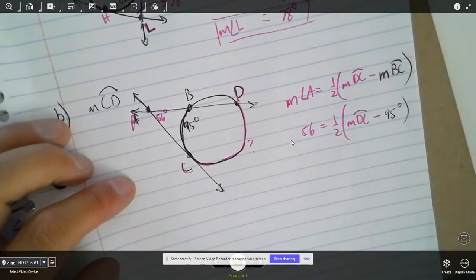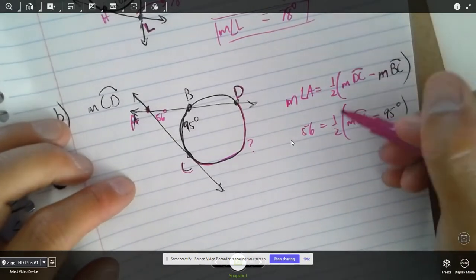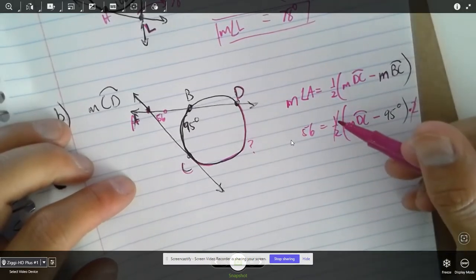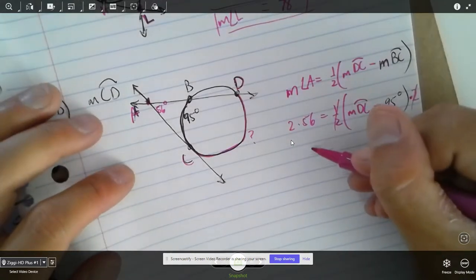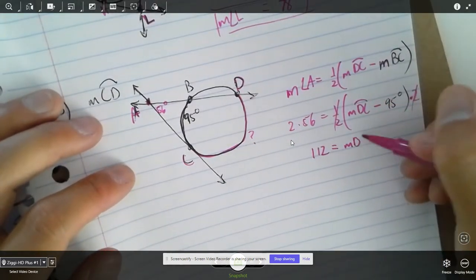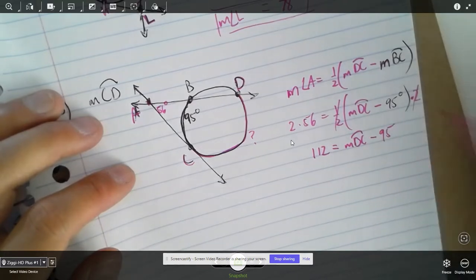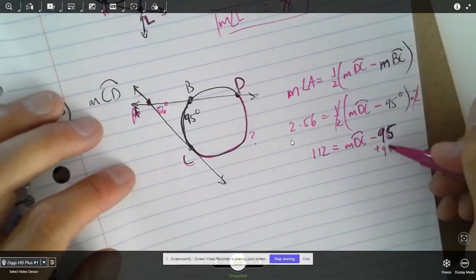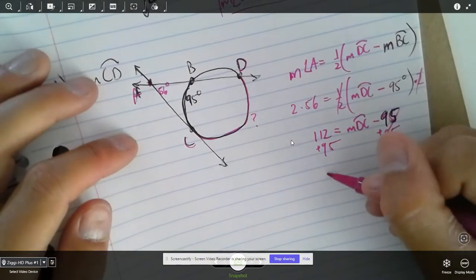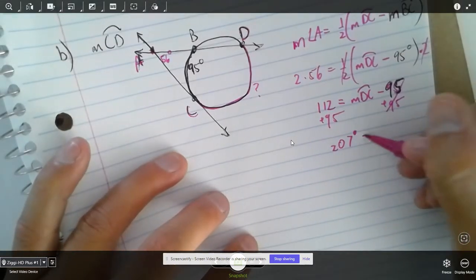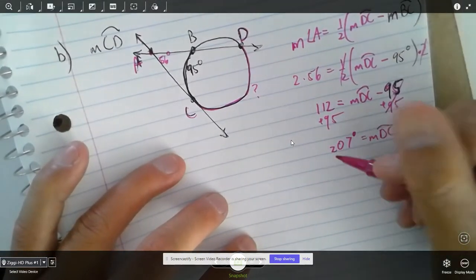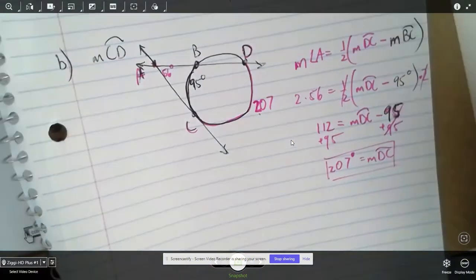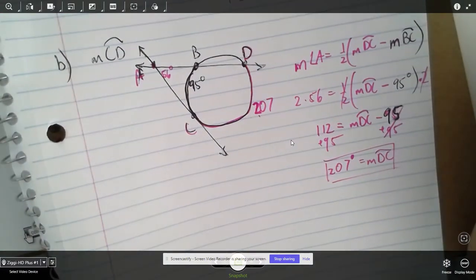And like I said, I don't want to do the distributive method to 1/2 of this and 1/2 of this. I'm just going to multiply this by 2, because I know that if I multiply this side by 2, the 1/2 goes away. That'll make it clean. Whatever I do to one side, I got to do to the other side. So it's going to be 112 is equal to the measure of DC minus 95 degrees. Let's add 95 to both sides. I should get 207 degrees is equal to the measure of DC. Very good. 207. Wait, did I do that right? Yeah, I believe so. 207 degrees.